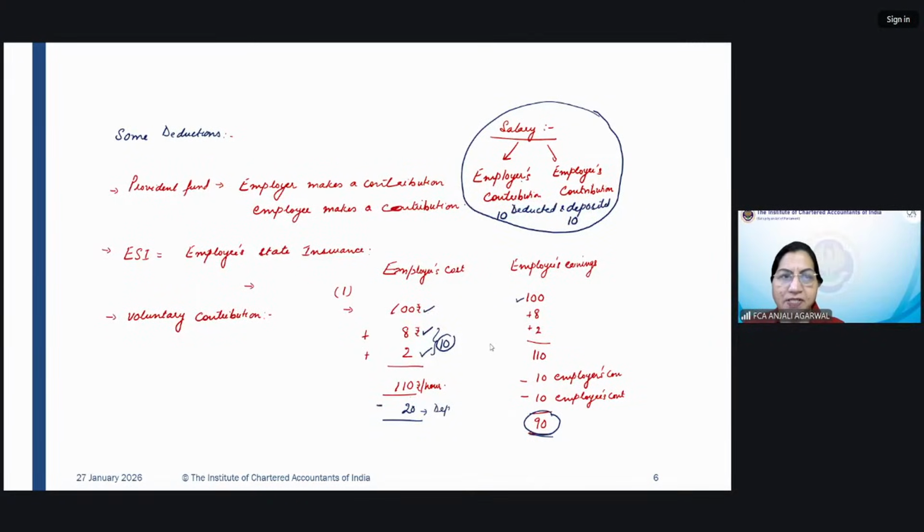Then some deductions are made from the employee's salary or wages, which become a part of the employer's cost if the employer is making contributions towards those funds. However, the employee does not get to receive that. Rather, from the very 100, his own contributions will also be deducted.